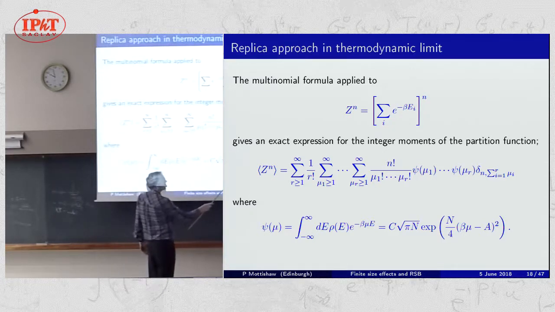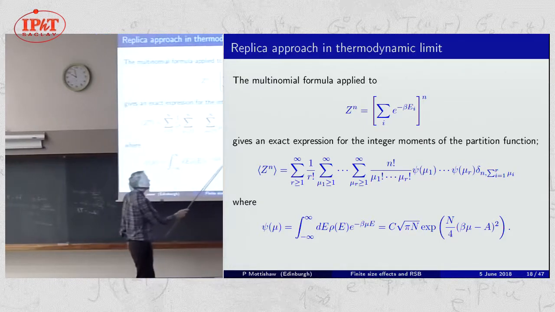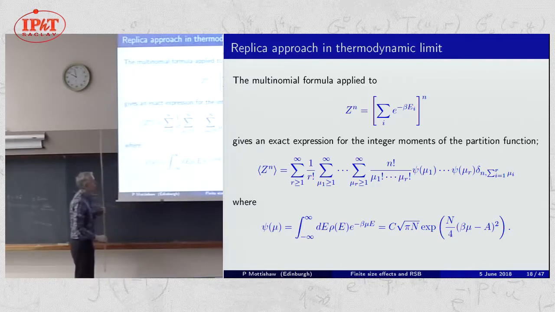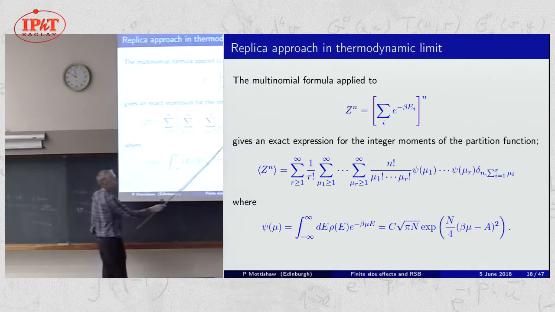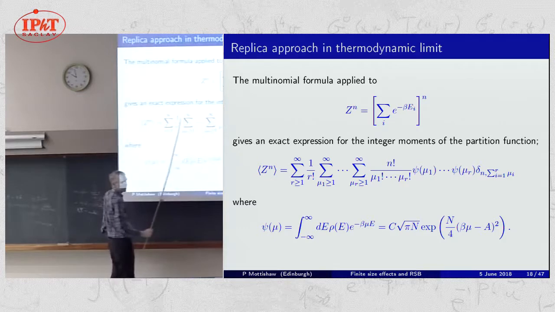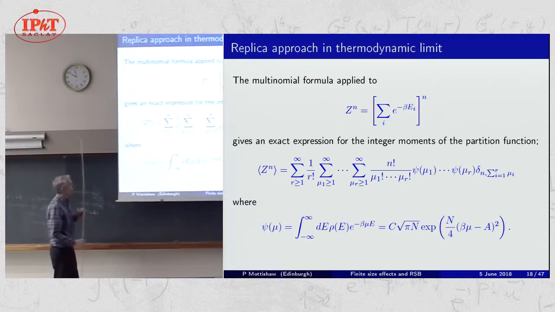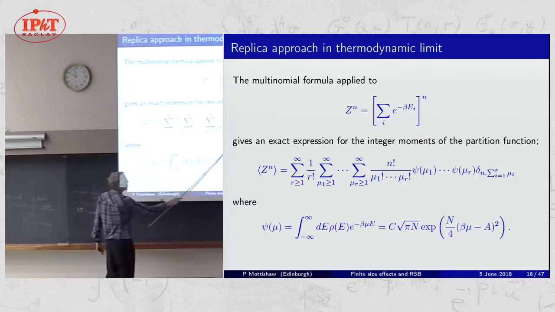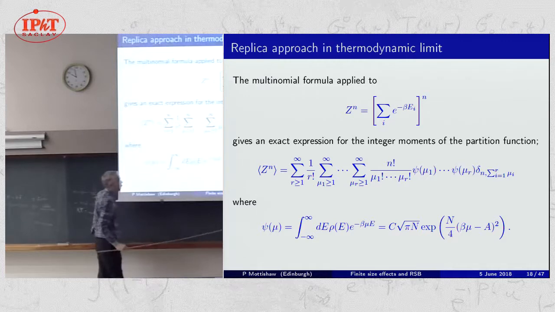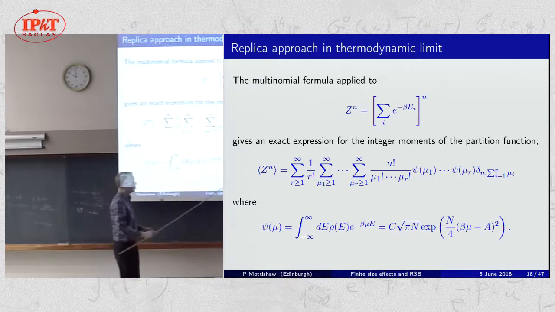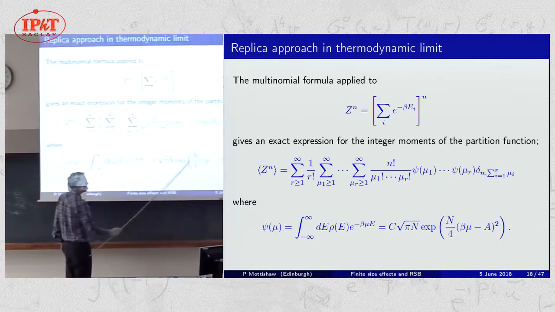is you've got a Kronecker delta here, which constrains these mu i to add up to the number of replicas. And it just goes through all the possible ways you can split those replicas into R blocks. And this function psi is very easy to compute in this case. It's just something that goes as e to the n with a fairly simple quadratic term here.